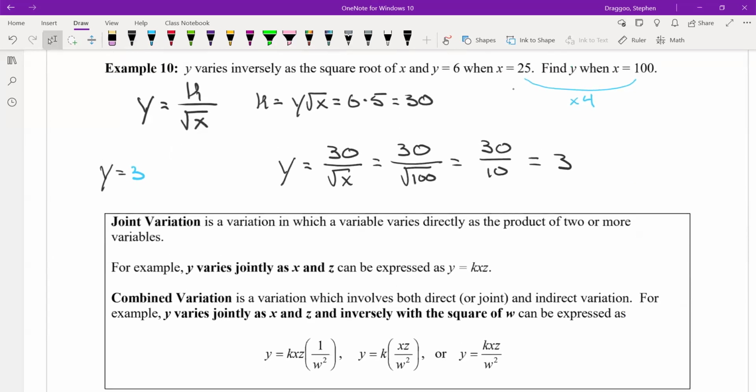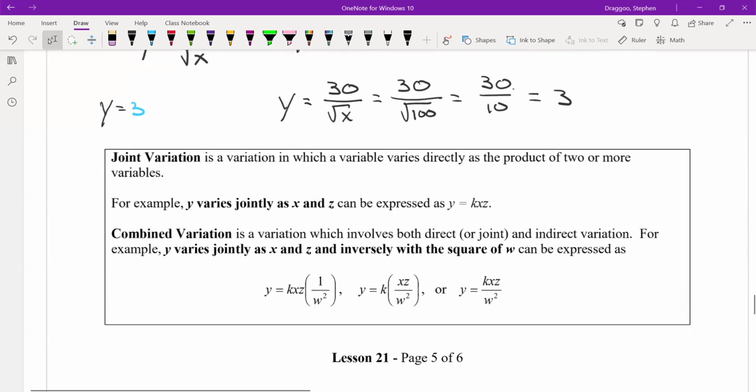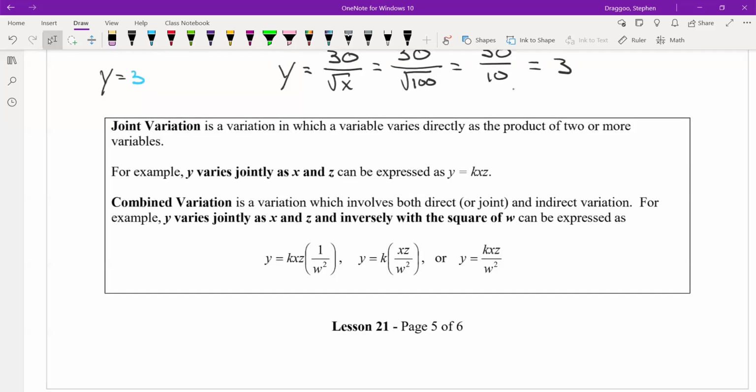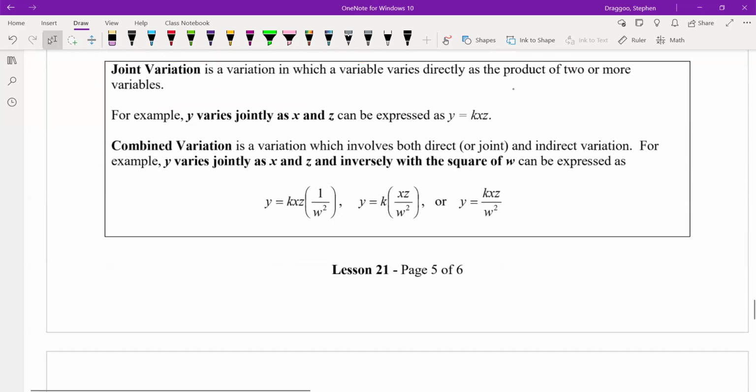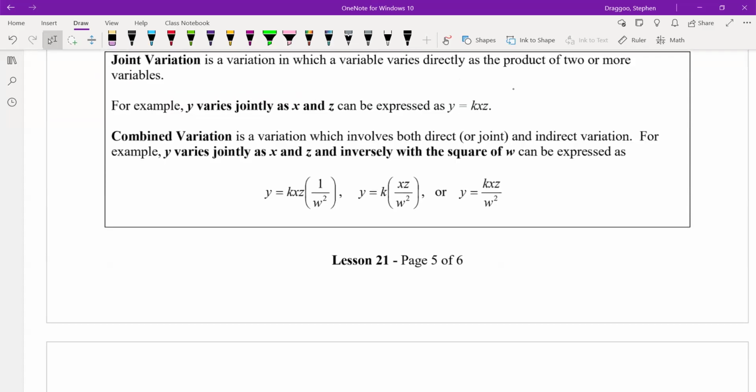Now, joint variation just lets us talk about an object that's going to vary with more than one thing. So if I want to say that y varies jointly with x and z, then y is equal to some variation constant k times x times z. And we can also have some combined variation, where we might have things varying jointly and inversely. So an example here, if y varies jointly with x and z and inversely with the square of w, then x and z go into the numerator, while w squared goes into the denominator.